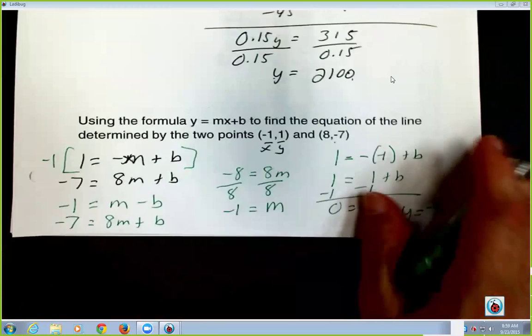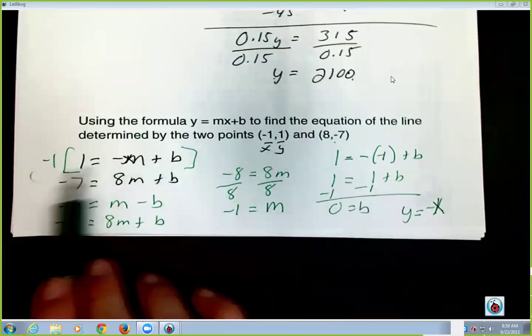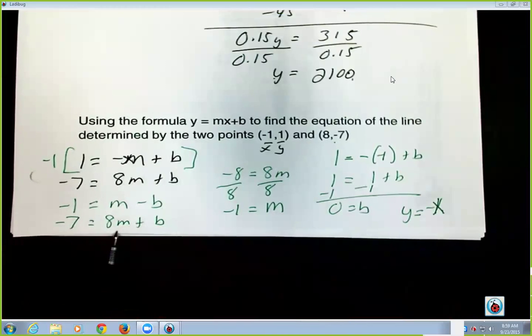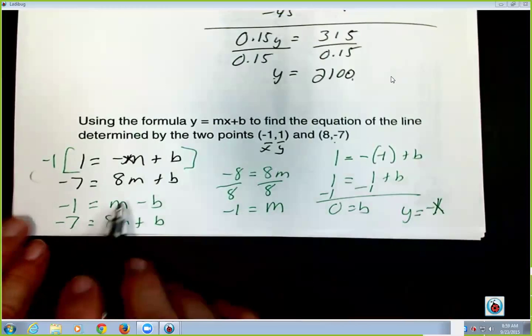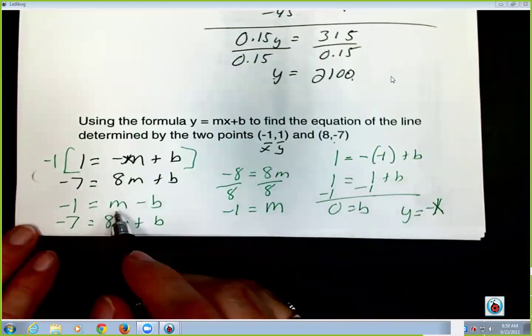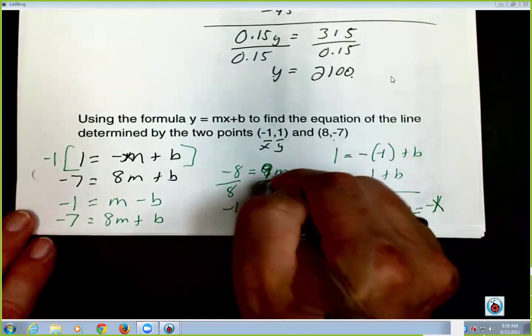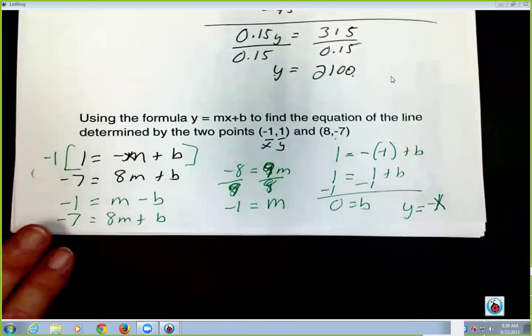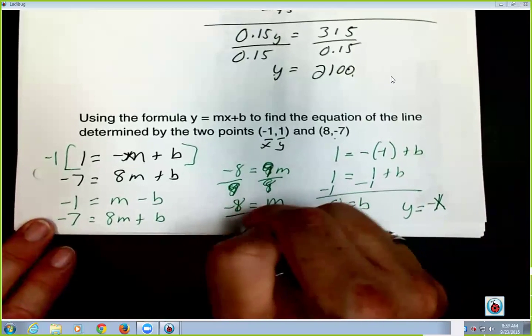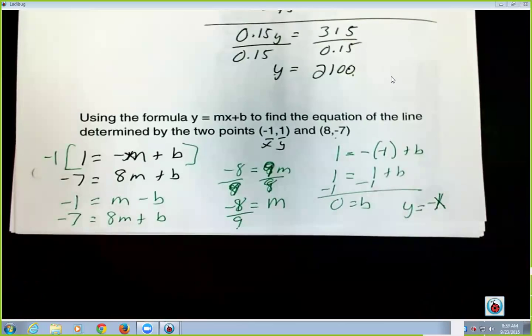I ended up getting rid of b's, so I went through and multiplied by -1. It changed everything, and I ended up making my mistake here again. I didn't add these together, so it should be a 9 and a 9. And it should be a -8/9. So that changes things a lot.